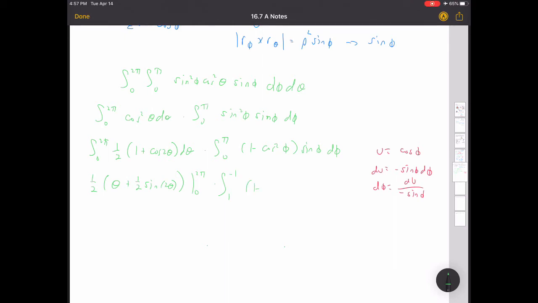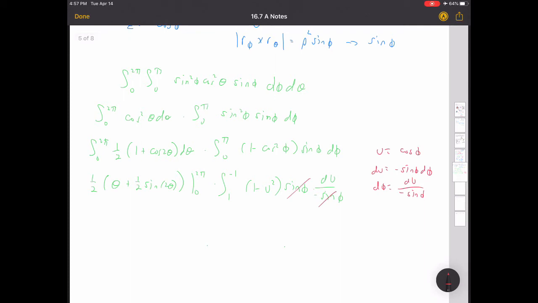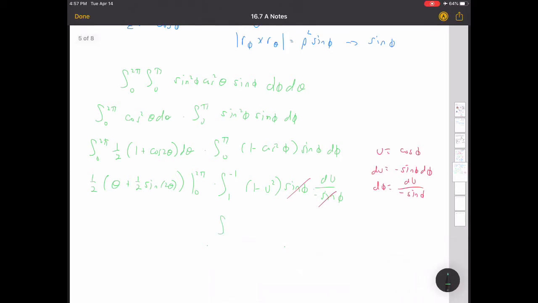We're going to have 1 minus u squared times sine of phi times du over negative sine of phi. I'm glad I have that negative there because it's going to flip my bounds for me. So the sine phi's are going to go away. The negative is going to flip my bounds. So we're going to end up with an integral from negative 1 to 1 of 1 minus u squared du. That should not prove to be too difficult. So the antiderivative there is going to be u minus 1/3 u cubed from negative 1 to 1.